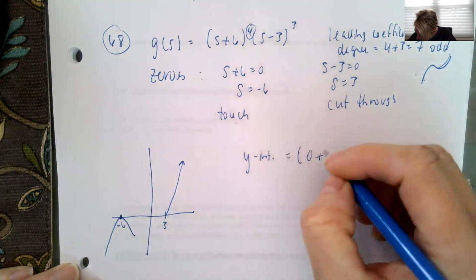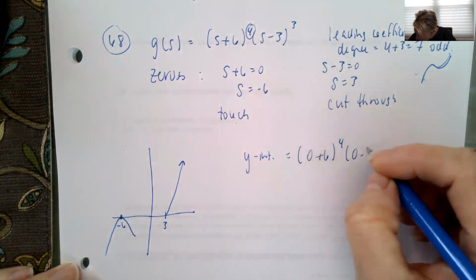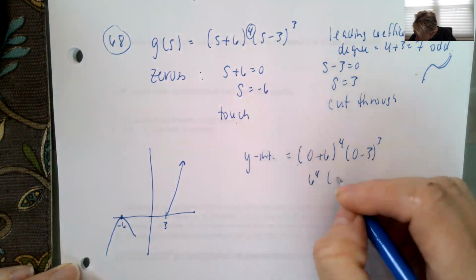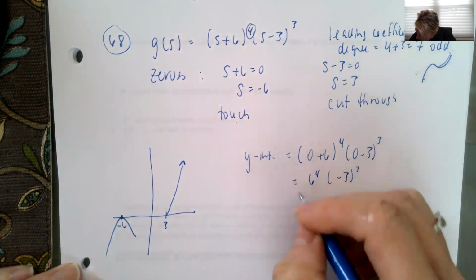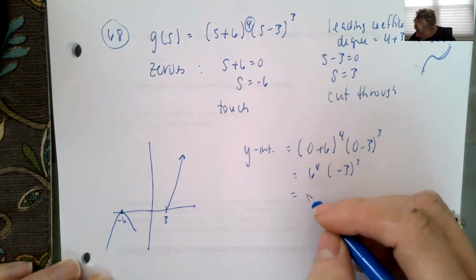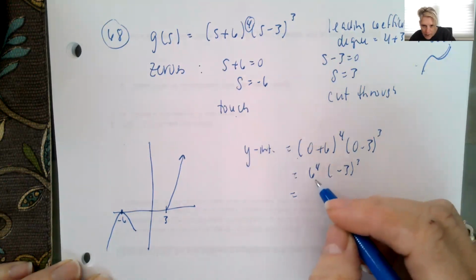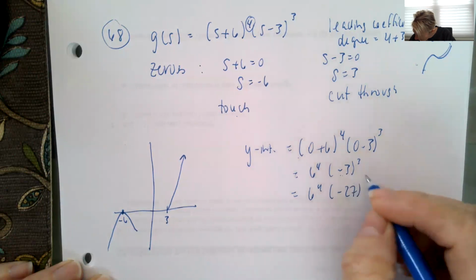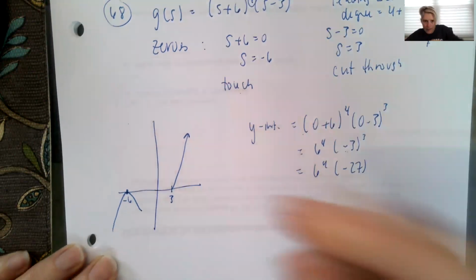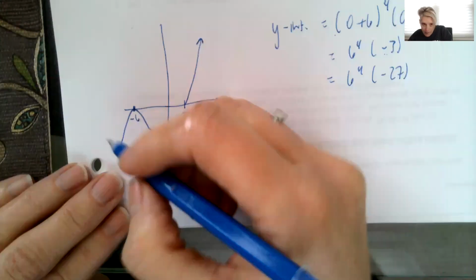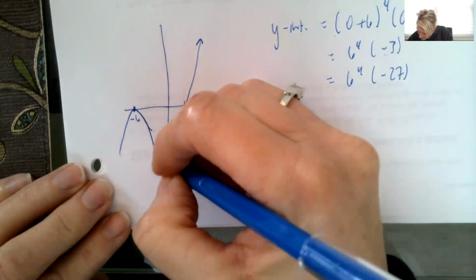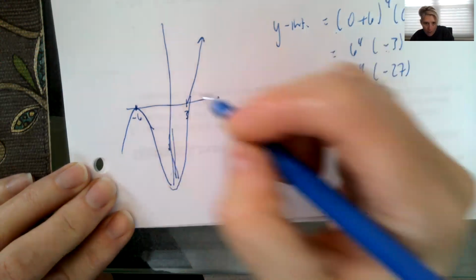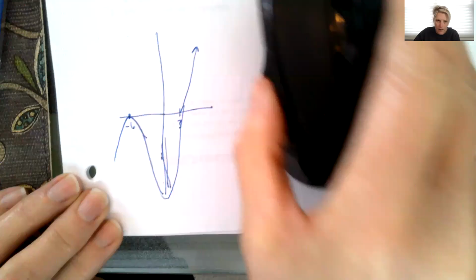It's going to be 0 plus 6 to the 4th times 0 minus 3 to the 3rd. So this is going to be 6 to the 4th times a negative 3 cubed. So this is going to be extremely large. We don't even need it in the negative way, because this is going to be 6 to the 4th times a negative 27. So this is going to be extremely negative. So this is what I'm thinking. It's going to come up, touch at a negative 6. It's going to go down so far and cross this y-intercept somewhere and then come back up. Okay, so let's check it out on Desmos real quick.